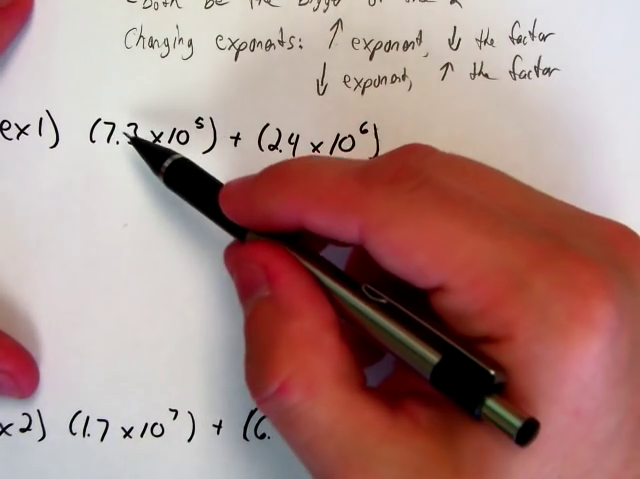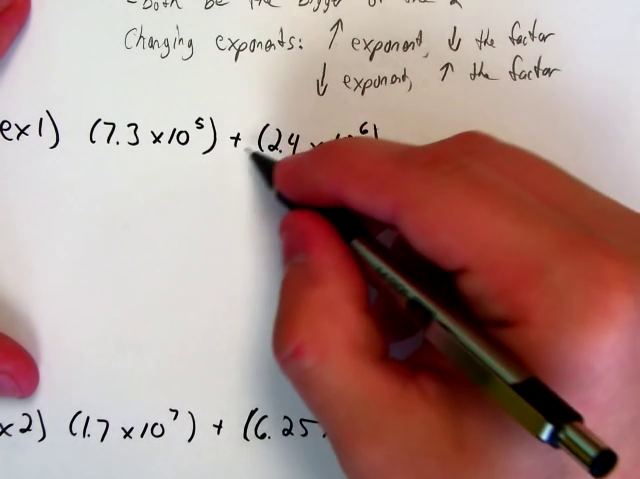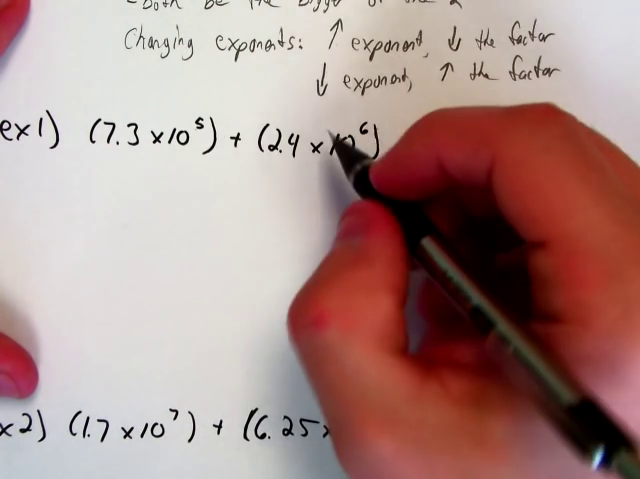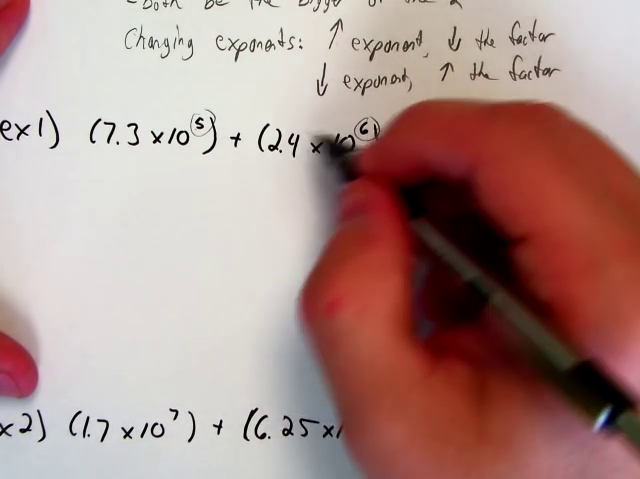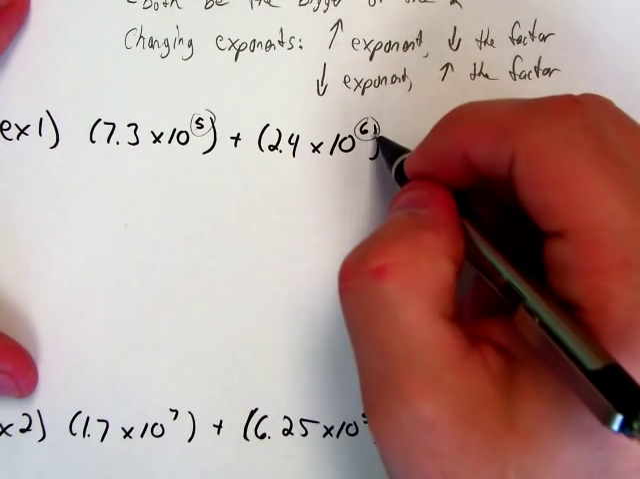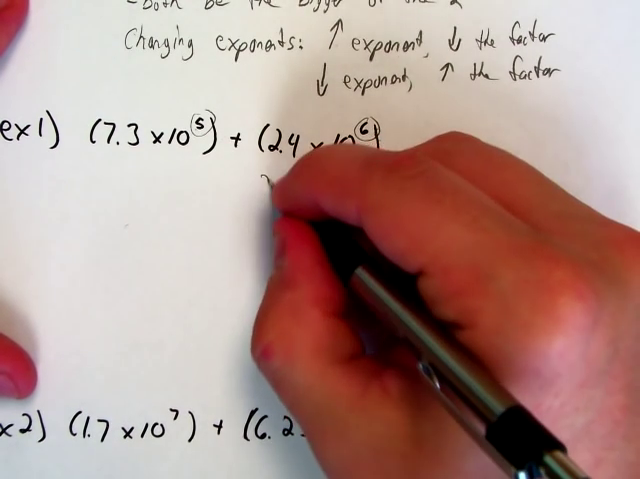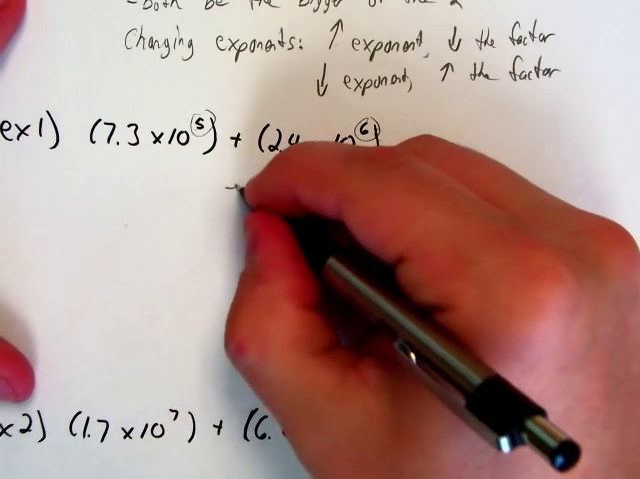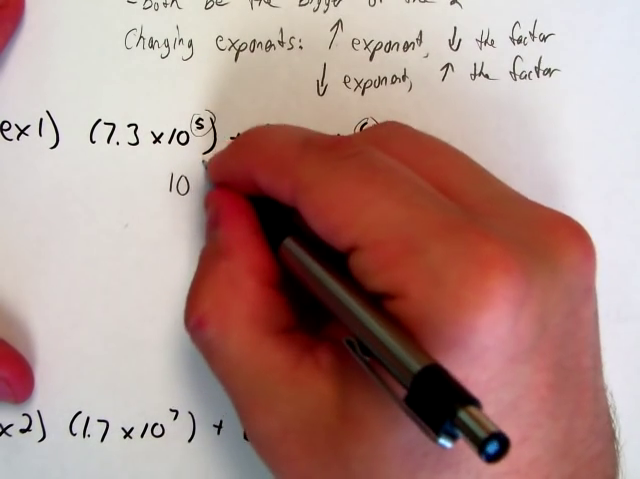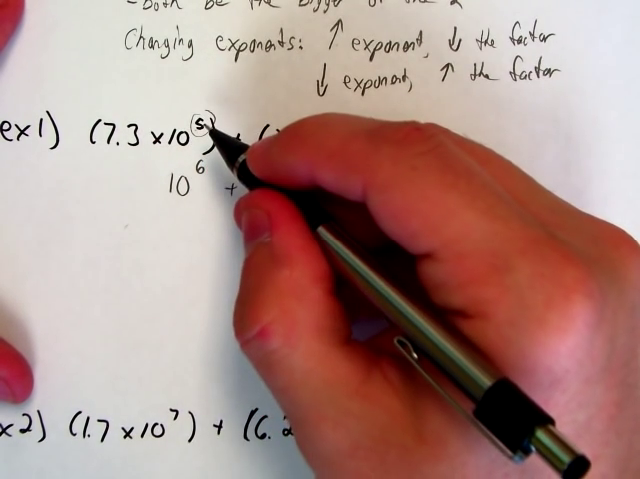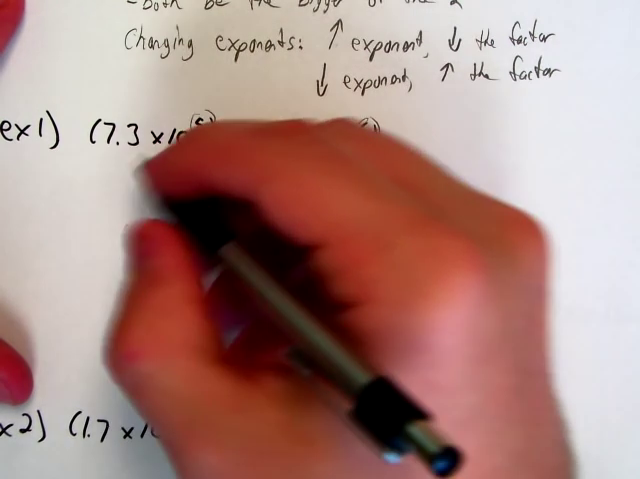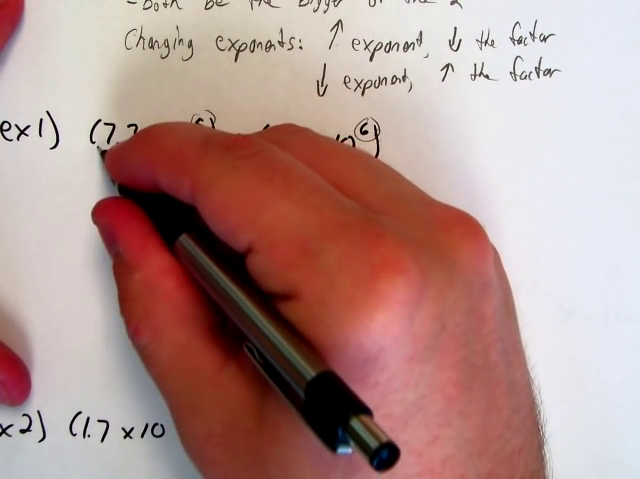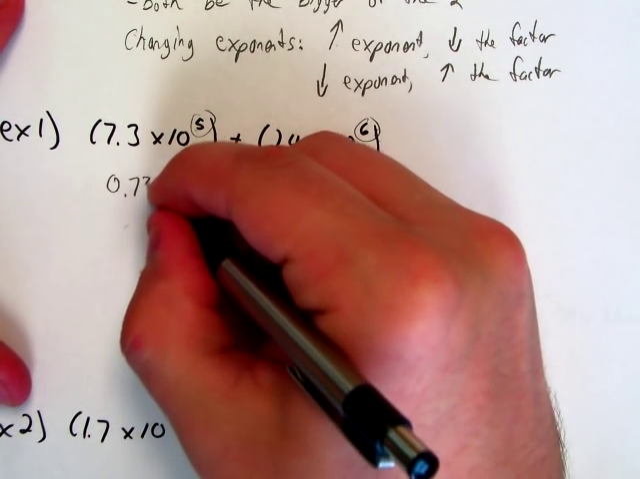So let's get some examples here. Example 1, 7.3 times 10 to the 5th plus 2.4 times 10 to the 6th. We want both exponents to be the same. So we're going to want them to both be the bigger of the two. So we want them both to be 6. So this one I'm not going to change. But this one I am. I want it to be 10 to the 6th. So we raised 5 up 1 to get to 6, which means we have to decrease the factor by moving the decimal point one place to the left. So this is going to be 0.73.